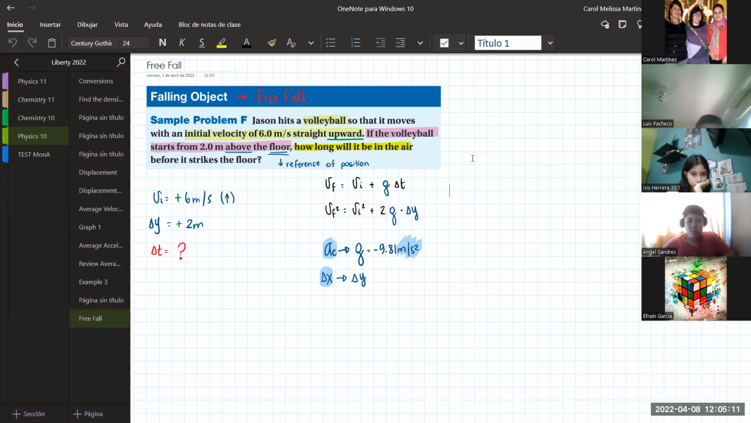Now, the question, how long will it be in the air before it strikes the floor, also includes one more given, and it's this one. Strikes the floor. That part of the sentence is telling me that at the end, that volleyball is going to reach the floor. Okay, so what is going to be the position at the floor? I mean, the vertical position.